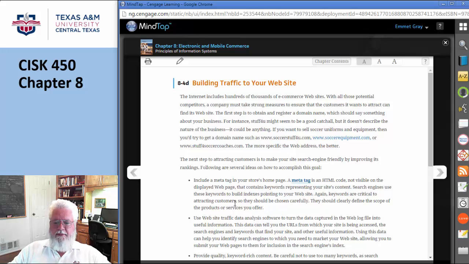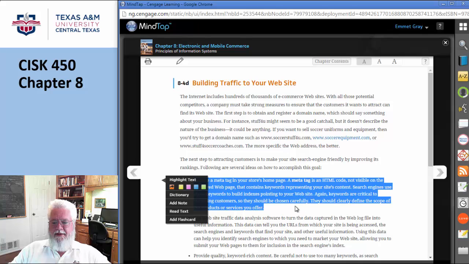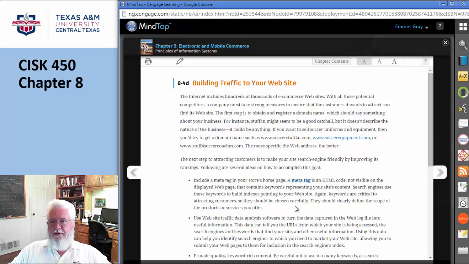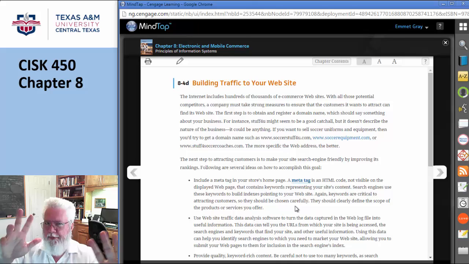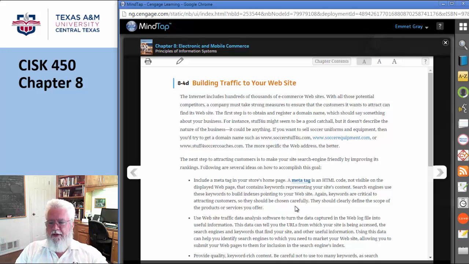So this whole paragraph is way, way out of date. Meta tag is not typically used as a major component. I'm not saying it's not used. I'm just saying it's not used as a major component. This is why you don't ever want to do SEO on your own. Okay.